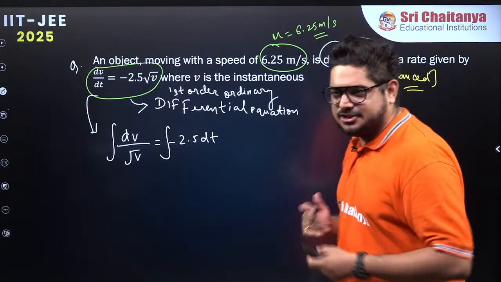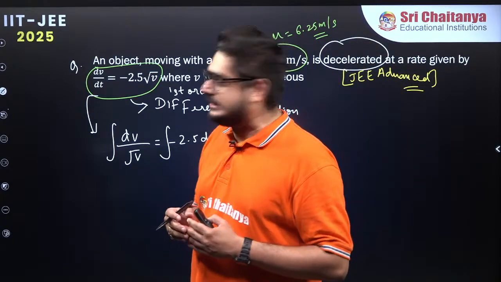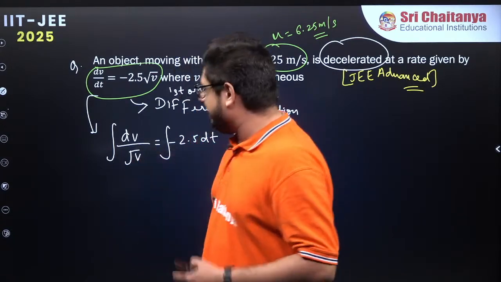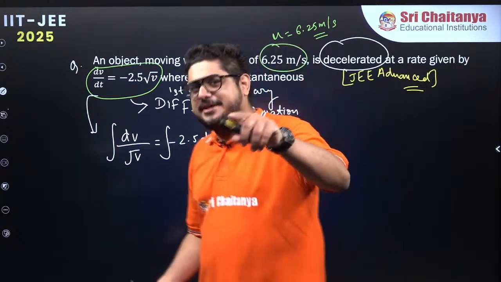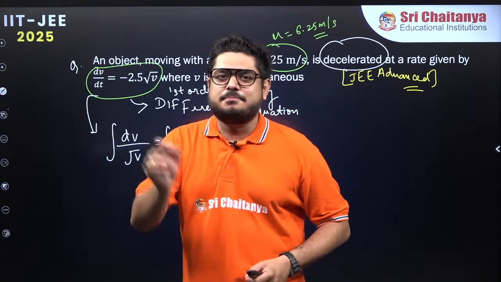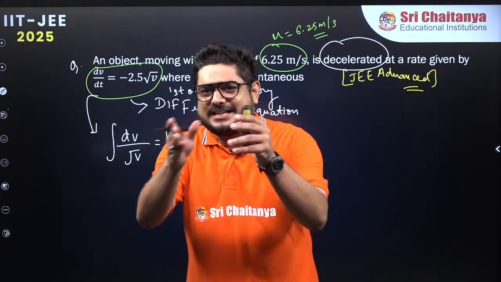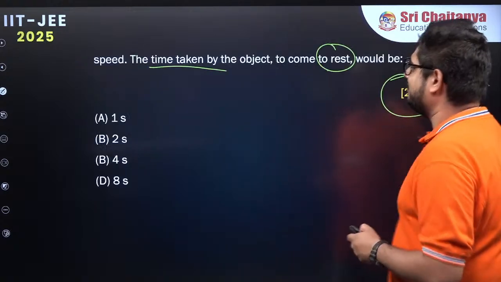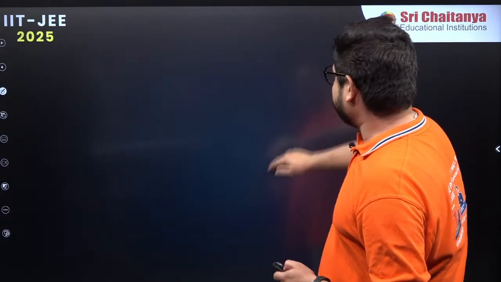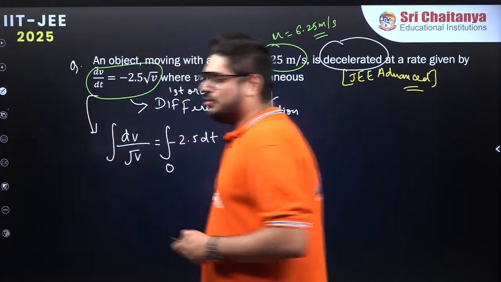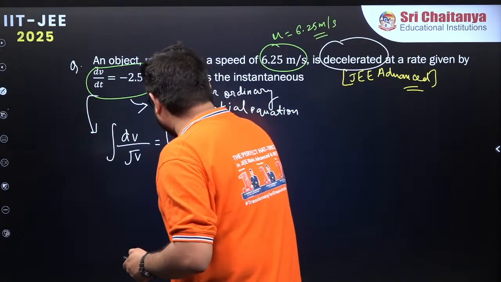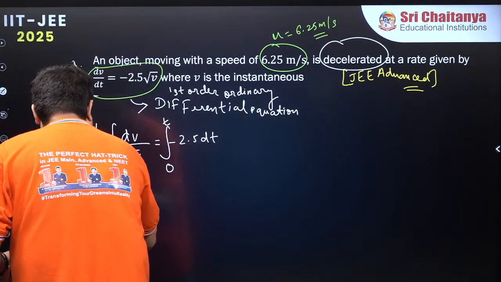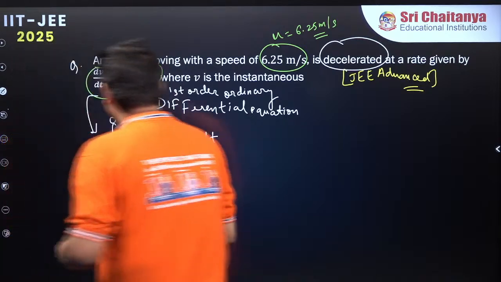Okay? So now what needs to be done? We need to solve this, isn't it? Can you solve this? What is dv by root v? But first of all, before solving this indefinite integral, we have to put the values. We need to put the data. देखो, time taken आपसे पूछा है. It is starting at t is equal to 0, and at a certain time t it is stopping. Initial velocity क्या है? 6.25 meter per second, and it is coming at rest.